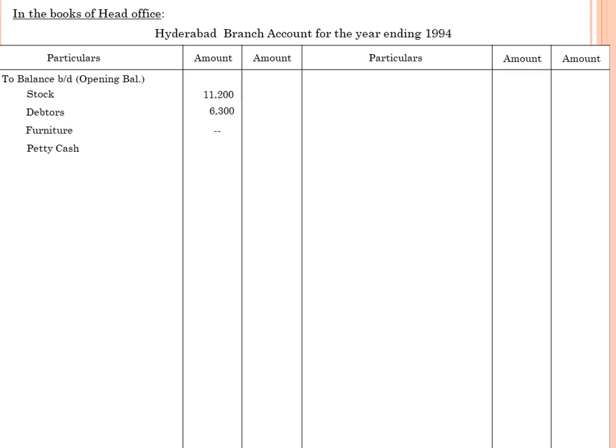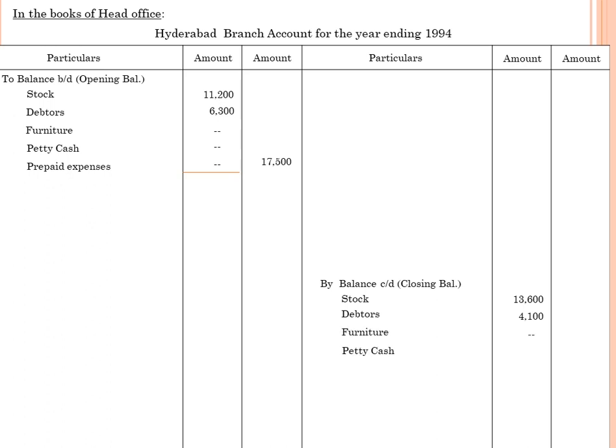Furniture we don't have any value. Petty cash we don't have. Prepaid expenses also we don't have. Find the total 17,500. Now we are going to post the closing assets by balance carried down, the closing balances one by one. Stock 13,600. Debtors we got the value from the working note, the branch debtors account. How much? 4,100. Furniture we don't have. Petty cash we don't have. Prepaid expenses also we don't have. Find the total and 17,700 the closing assets.